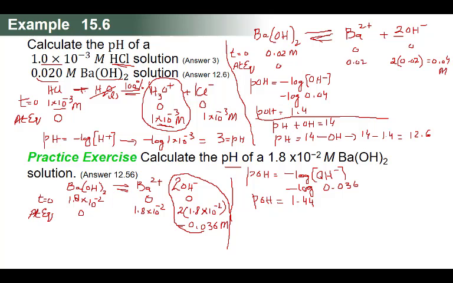Then we have to calculate the pH. So we use this formula, pH plus pOH is equal to 14. So pH is equal to, our question is the pH, is equal to 14 minus 1.44, and that is equal to 12.56. Our answer, 12.56. Okay, so let me check what is the next.